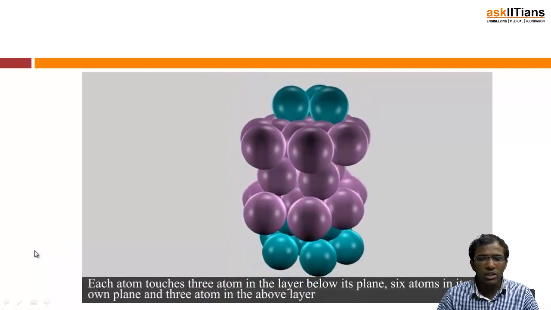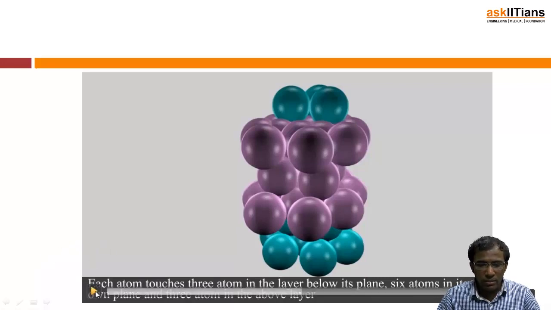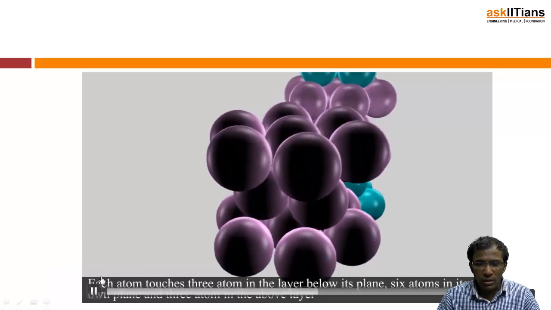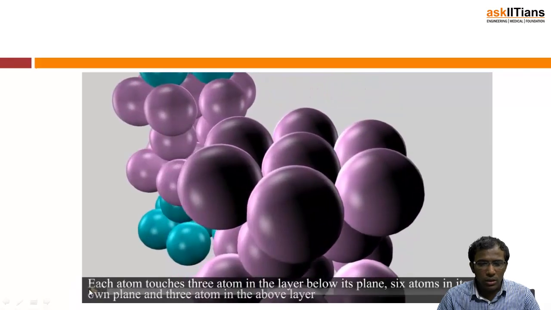So let's see the coordination number. Listen to me carefully here. The coordination number is the number of nearest neighbors, right? So the number of nearest neighbors is the coordination number. If I take a particle, let's take this particle, this particle is touching these 6 spheres, right? So 3 plus 3, 6 spheres.